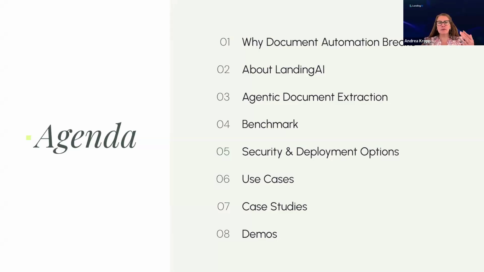So I do want to review what problem we are solving here. Why does document automation break at scale? I'll give you a quick introduction to the company, a quick introduction to the product, and share some of our benchmarks that we're very proud of to establish accuracy. And then we'll go into security and deployment options, which are always big topics for enterprise use. Review some common use cases, some case studies, and then get into those demos.